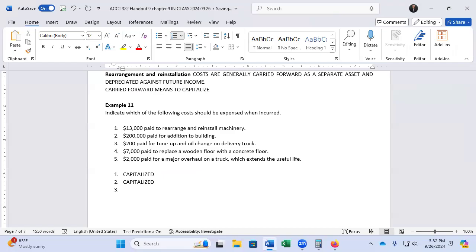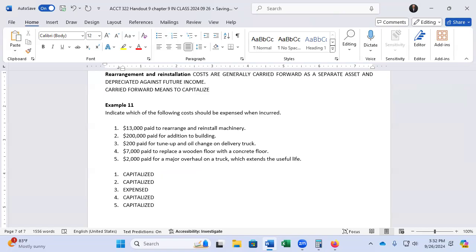200 paid for a tune-up and oil change on the delivery truck. I heard somebody. Expensed, right? 7,000 paid to replace a wooden floor with a concrete floor, capitalized. And 2,000 paid for a major overhaul on truck which extends its useful life would be capitalized.